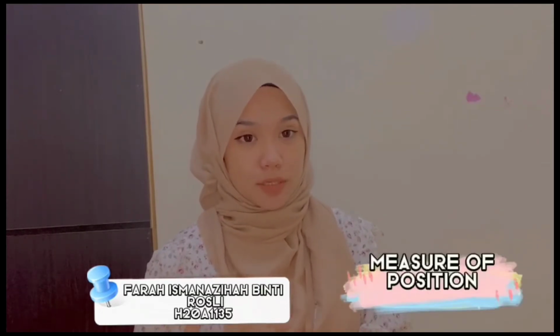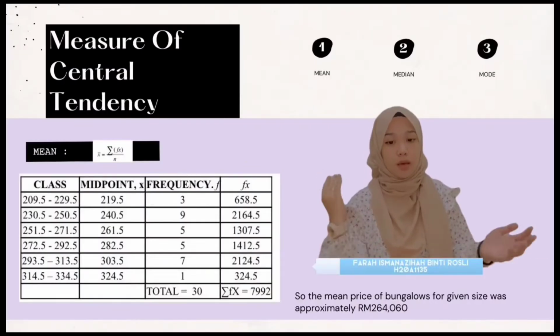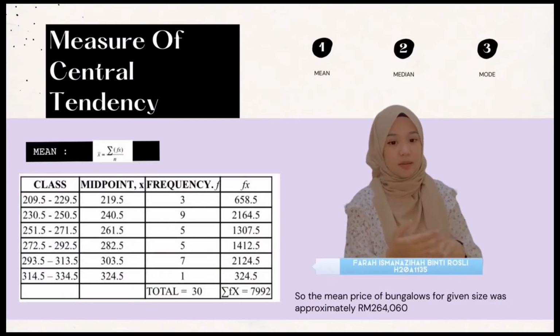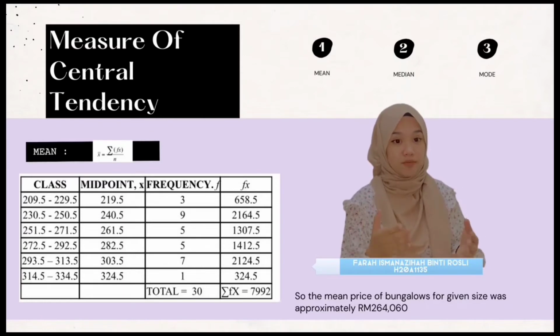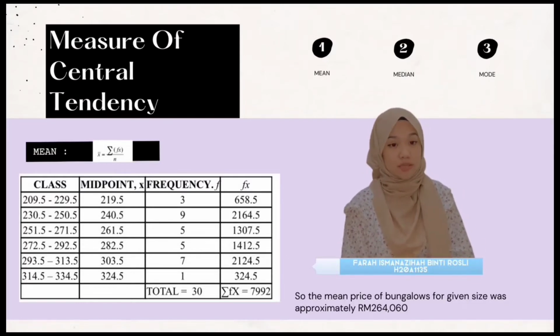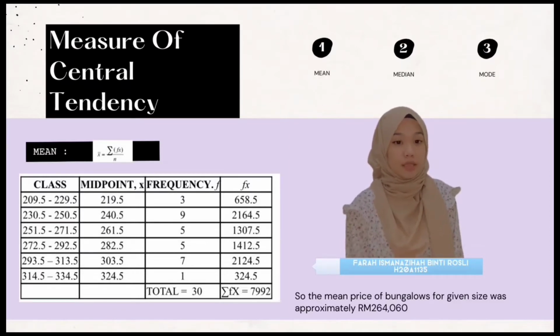In this video, I would like to talk about measures of central tendency, measures of variation, and measures of position. Measures of central tendency provide information about the typical or average value of the data set. Central tendency is a single value that attempts to describe a set of data by identifying the central position within the set of data.